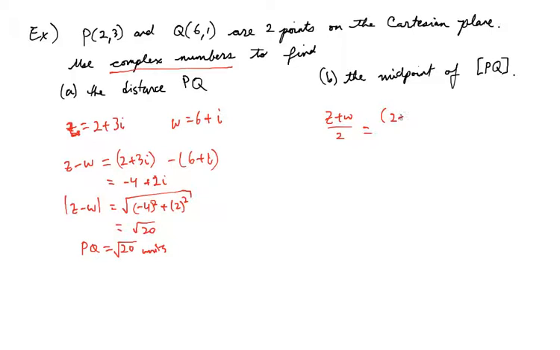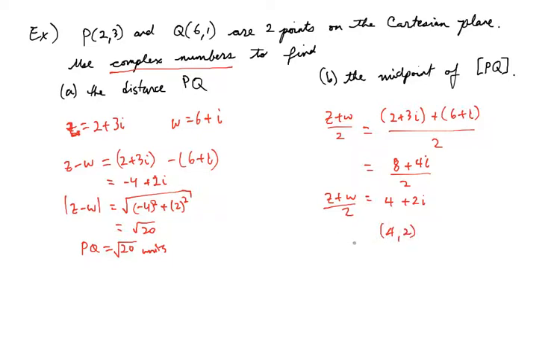Let's see, z would be 2 plus 3i, and w would be 6 plus i, and then divide that by 2. So we would have 2 plus 6 would be 8, plus 3i plus i would be plus 4i, all over 2, and that simplifies, if I divide both of those by 2, to 4 plus 2i. Okay, so this would be the vector z plus w divided by 2. So once I have this, written in coordinate form it would be (4, 2), and that would be the midpoint of PQ. This would be the midpoint of the segment PQ, because that's halfway between this distance. All right.